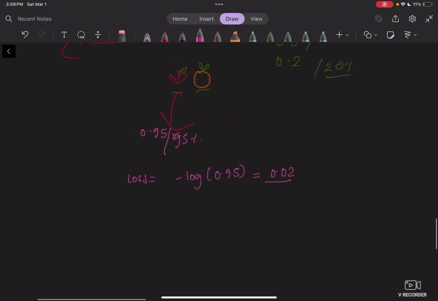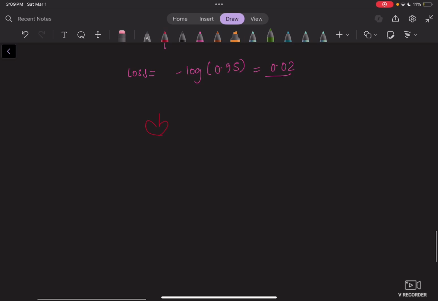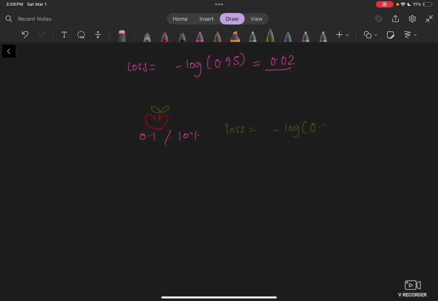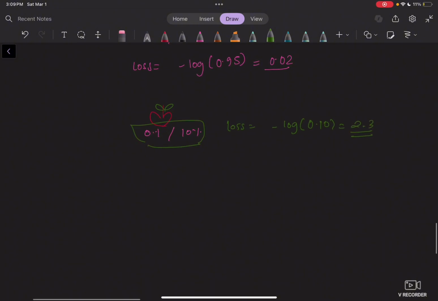Then you show the robot another apple. Let me draw another apple. This time it says, I am 0.1, or 10% sure that this is an apple. And that's a bad guess, right? So the punishment should be big because the robot was very, very wrong. Our loss is then negative log 0.10, which is 2.3, which is bigger. It's a big punishment because that was quite a big mistake, right?